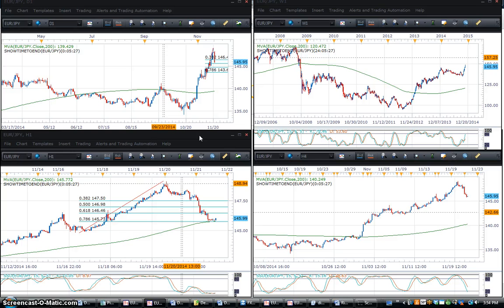So you can get into it as price turns to the upside, which would be a more aggressive way to trade, or you can wait until price takes out the previous high, which shows that the buyers are back in control in this situation, and that's a more conservative way to get into a trade.